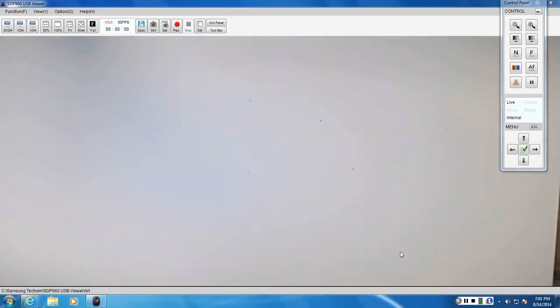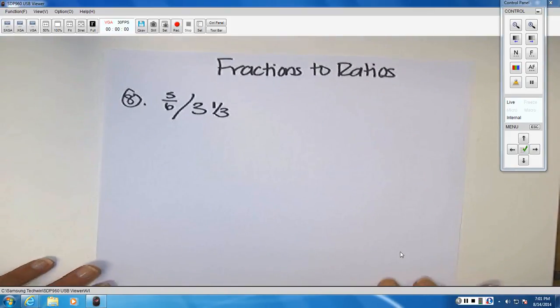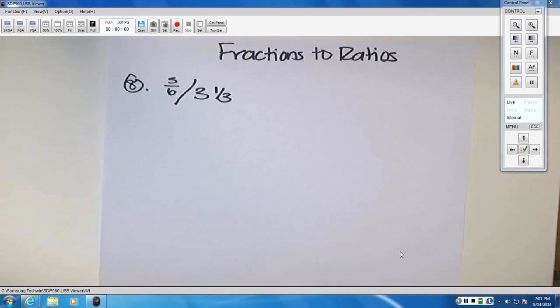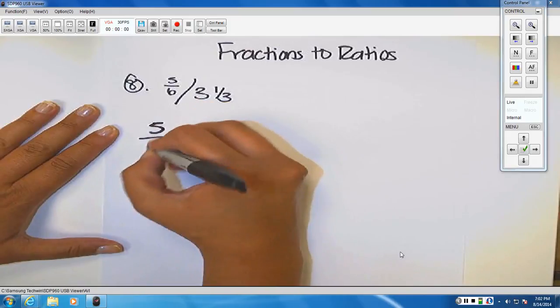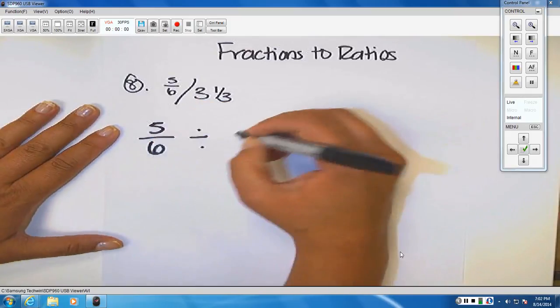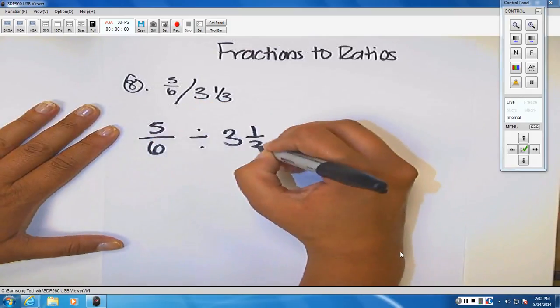Now let's do one that's maybe a little bit more complicated. I don't know if it really is. This one, let's do number 8. Number 8, it looks complicated. It's going to take a few more steps, but it's still pretty simple. So the very first thing, I don't like how it's presented, so I have to change it. Basically what this problem is saying is 5/6 divided by 3 1/3.